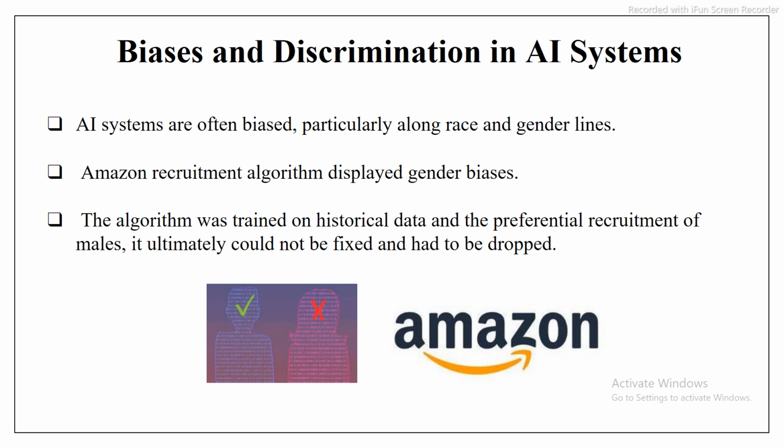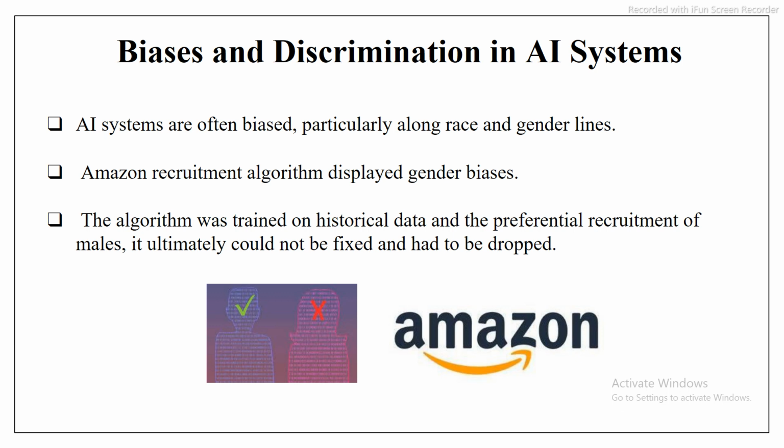Now you will see some of the biases and discrimination in AI systems. AI systems are often biased, particularly along race and gender lines. For example, in any computer vision system you will see some biases because the training data contains some problematic instances. In that case, computer vision systems typically show some kind of bias. Amazon's recruitment algorithm displayed gender bias.